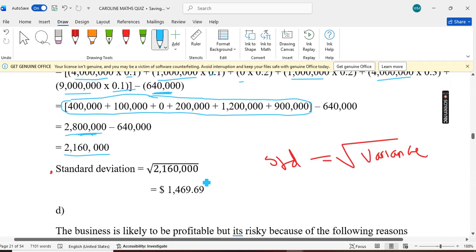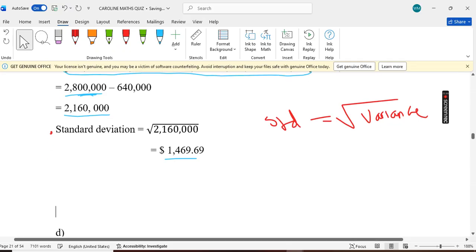Then to get our standard deviation, you're going to take the square root of the variance. The square root of the variance, 2,160,000, is 1,469.69.